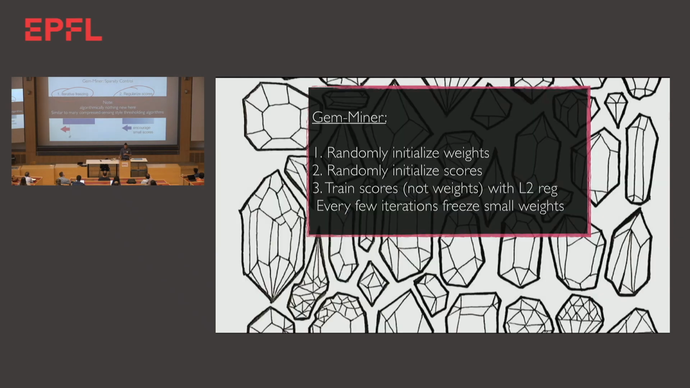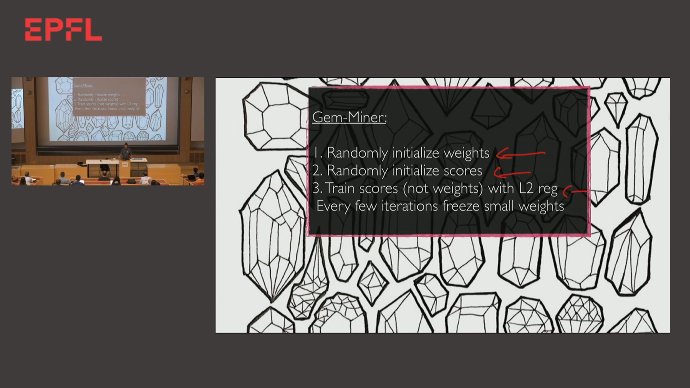So, again, what's the algorithm? You randomly initialize the weights. You randomly initialize the scores, right? So what are scores? The 0, 1 variables that control whether an edge will be active or not. And you train them using regularization, projected gradient descent, and iterative freezing. If a score becomes too low, that means that you should not be using that mask element.